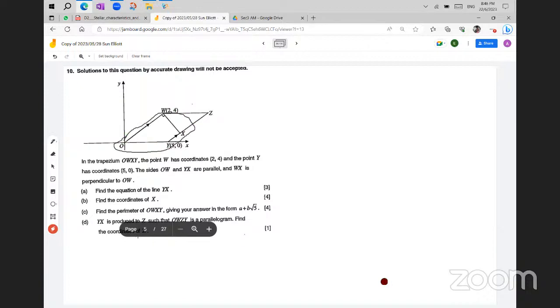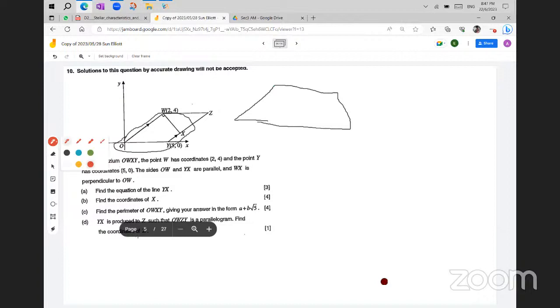Just to confirm, is that a trapezium? Yes, no, not sure. Trapezium? Not sure. Okay, a bit of a problem. Draw a trapezium for us, please. What do you think is a trapezium? Nice. Okay, nice.